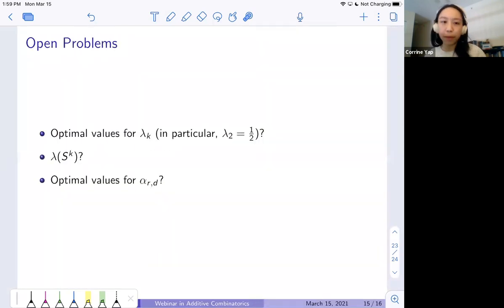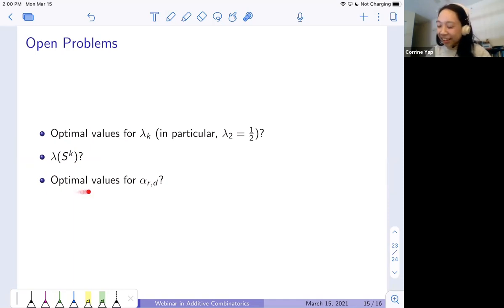So let me say a little bit about open problems, which I've already mentioned earlier. It would be interesting, of course, to find the optimal values for these lambda k's. In particular, is lambda 2 equal to 1/2? We still don't know. I really think that lambda of sk, the k-dimensional sphere, could give us an idea of what the optimal value for lambda k is, but that involves understanding more about triangulations of the k-spheres, which I don't understand at all. So if someone understands something about triangulations of k-spheres and wants to tell me about it, I'd be very happy to hear that.